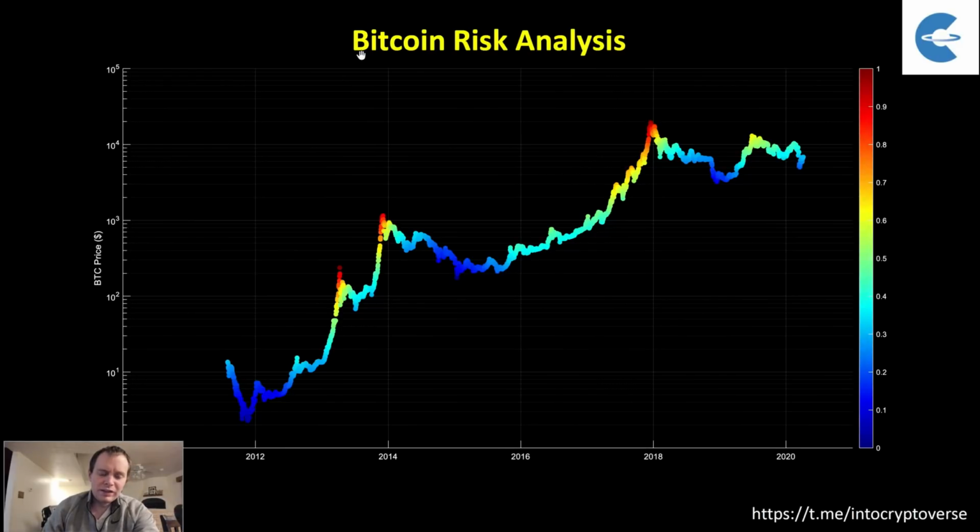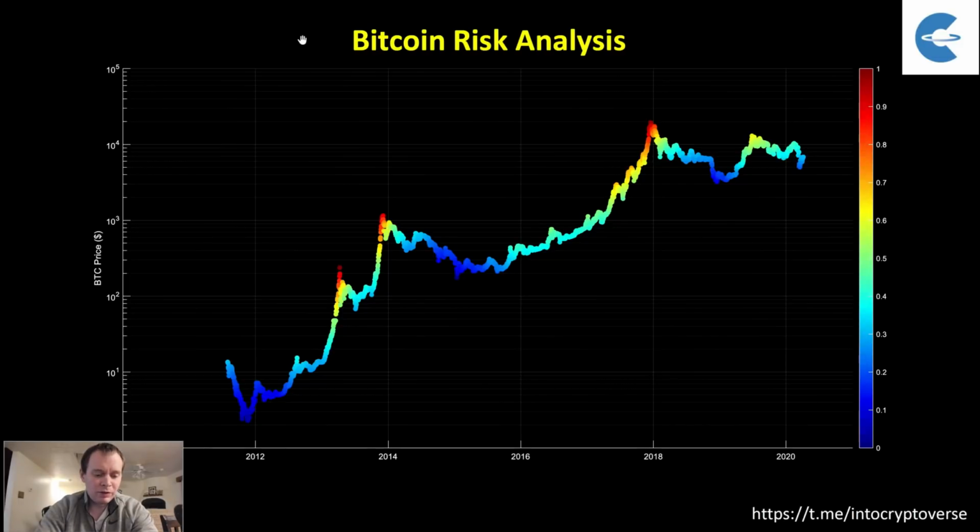So let's go ahead and talk about Bitcoin risk analysis. If you're not familiar with this metric, the general idea is: how can you buy Bitcoin to lower your overall risk? We want to take various metrics to try to identify speculative bubbles, but also try to identify times when historically it's a great time to get in.